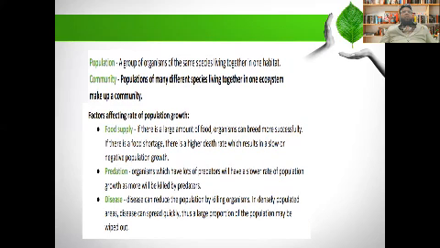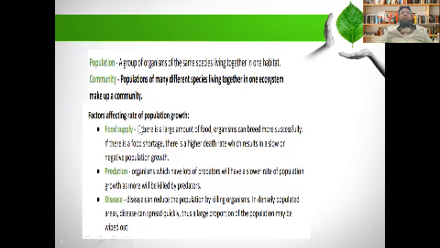Now there is another topic, that is population: a group of organisms of the same species living together in one habitat. So here we just talk about only one type of species. If only one type of species is living in a particular area at a particular time, this is called a population. But if there is a variety of species living in a particular area, it is called a community.